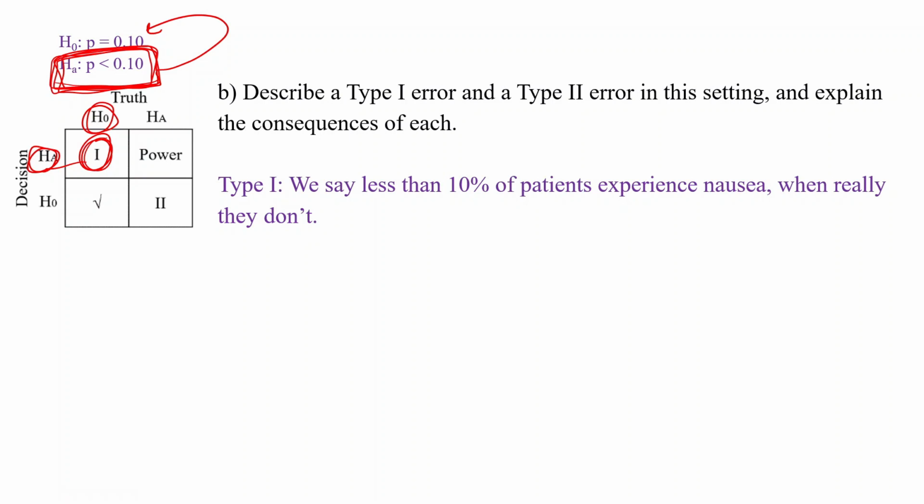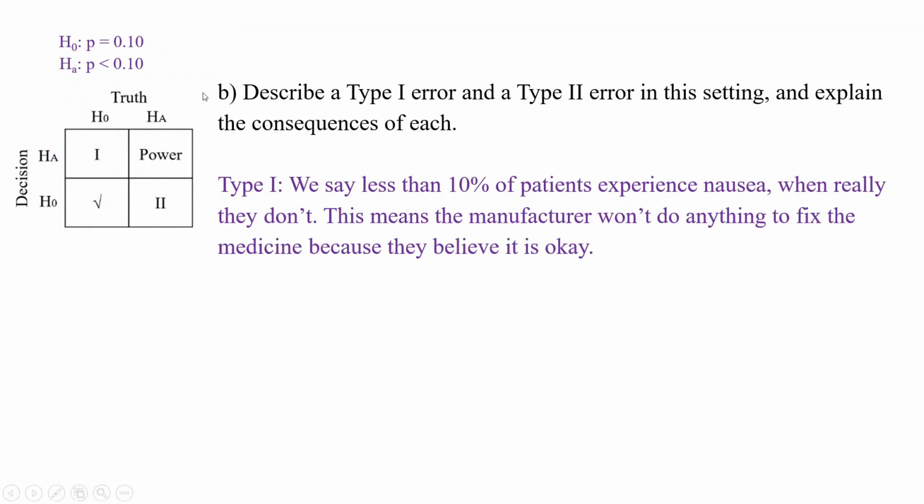And then it wants us to explain what that consequence is. Now, if they want you to do that on the AP exam, there's a few different options for this. Just pick whatever the best option is. Think of the real world. If you say less than 10% experience nausea, but you made a mistake, what kind of consequence could that have? Well, if the manufacturer thinks that less than 10% will experience nausea, they'll be like, yay, okay, perfect, we're done. We set out to do what we wanted to do. And they won't do anything to actually fix the medicine because they believe it's okay. They believe that their claim is correct and less than 10% of patients experience nausea. So the consequence would be they don't fix the medicine. They think it's okay when it's really not.